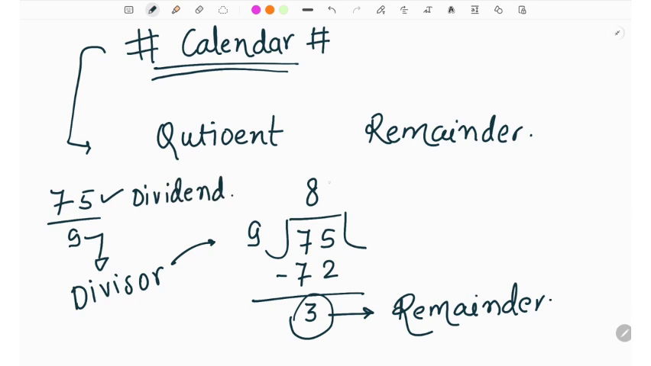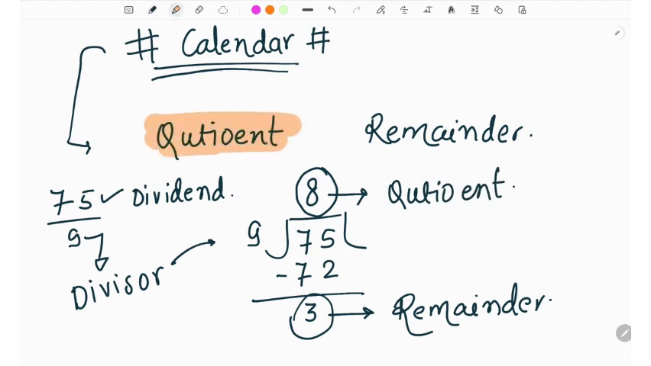After dividing, here you have got one number, that is 8. Now 8 is called as quotient. I hope I have explained these two terms. What is required for us? Most important is the quotient and the remainder. Dividend and divisor are not necessary for us. What is important? Quotient and remainder. I hope you have understood this.